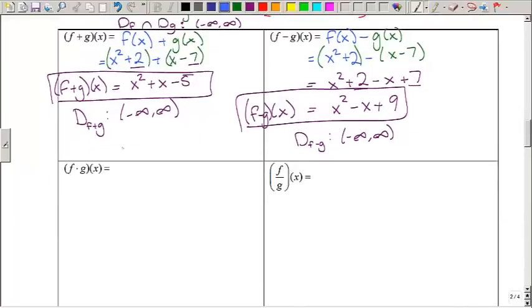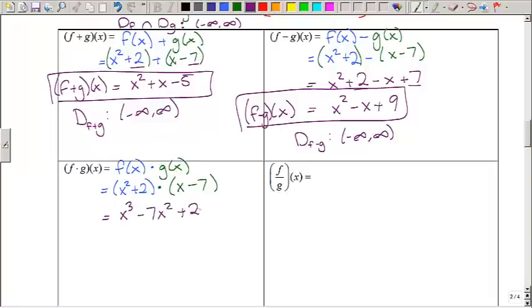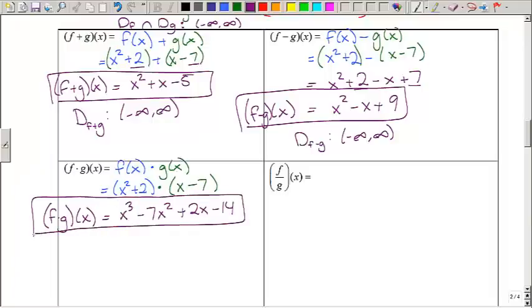For f times g of x, using my definition, I have f of x times g of x. My f of x values that I'm using are x squared plus 2 from the definition given above, times the g of x values, x minus 7. I can distribute and get x cubed minus 7x squared plus 2x minus 14. There are no values here that can combine, so my answer for f times g of x is equal to x cubed minus 7x squared plus 2x minus 14.